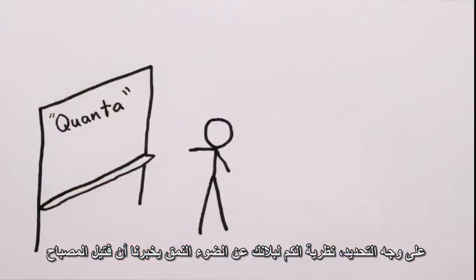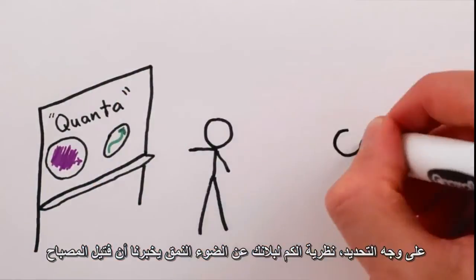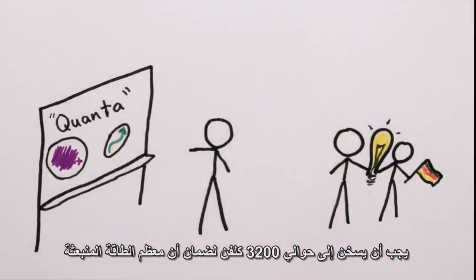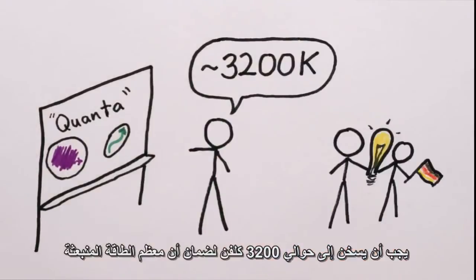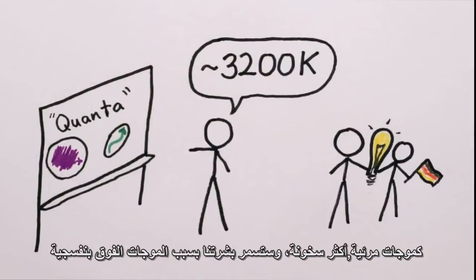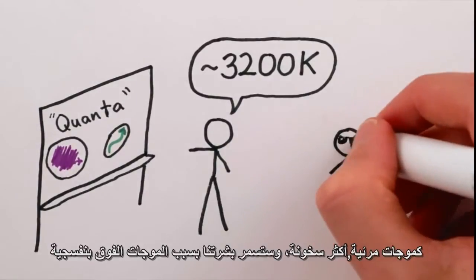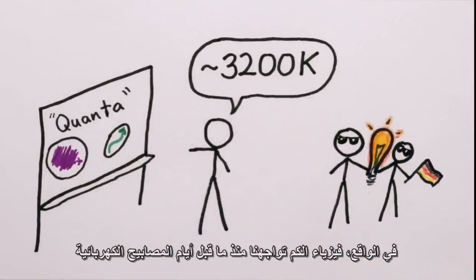Specifically, Planck's quantum theory of fussy light tells us that light bulb filaments should be heated to a temperature of about 3,200 Kelvin to ensure that most of the energy is emitted as visible waves. Much hotter, and we'd start tanning from the ultraviolet light.